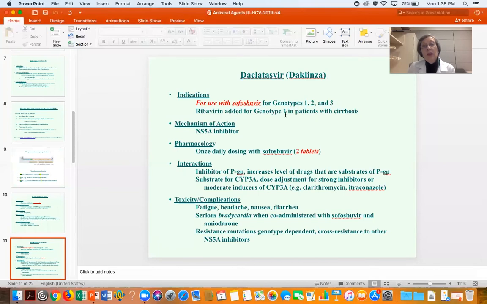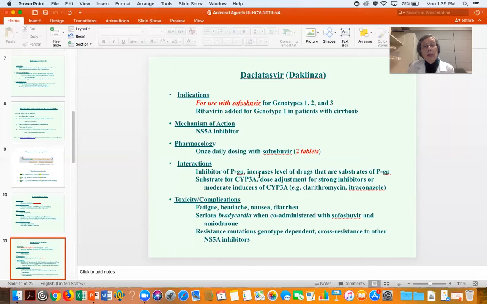Daclatasvir is an NS5A inhibitor, which is used with sofosbuvir for genotypes 1, 2, and 3. And sometimes they throw in ribavirin for genotype 1 in patients with cirrhosis. It's given once daily with sofosbuvir, so we actually have 2 tablets that are given, not just 1, but it's only once a day.